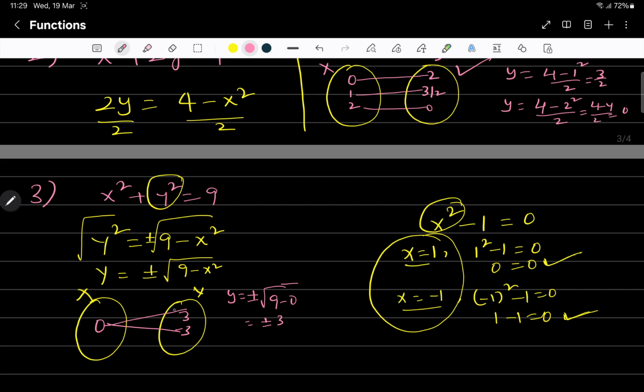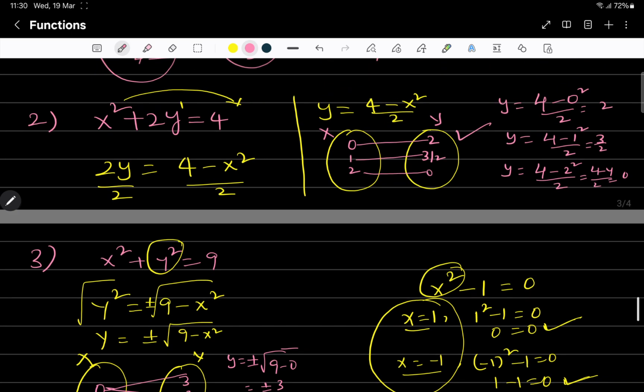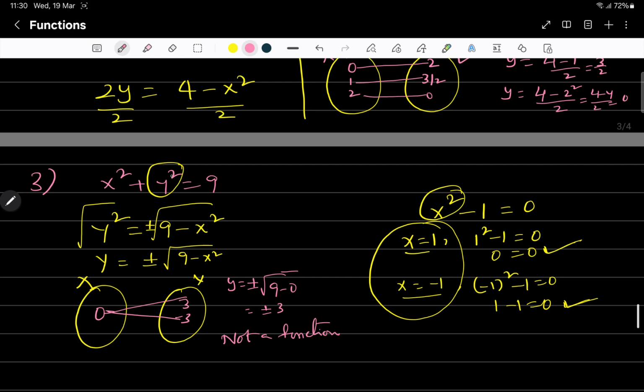So for one number, I have two outputs, two images. Image is always only one, but I am getting two images. For 0, image is 3, and for 0, image is minus 3. So this is not a function. So how to remember? If degree of the function is always 1, always it is a function. If degree of any function is 2, it is not a function. Okay, so like this we can find functions using arrow diagram, using set of ordered pairs, and using an equation.